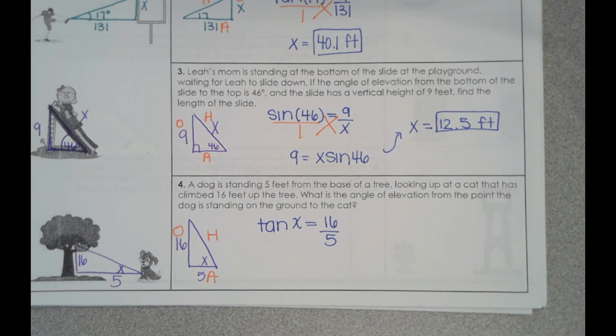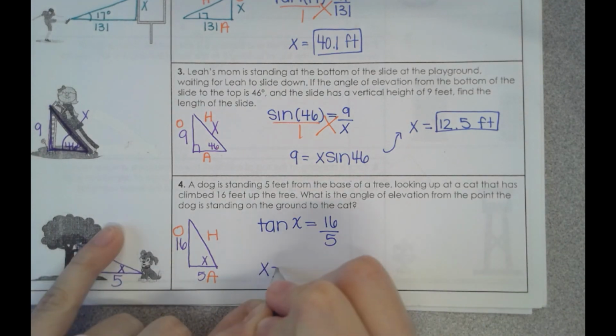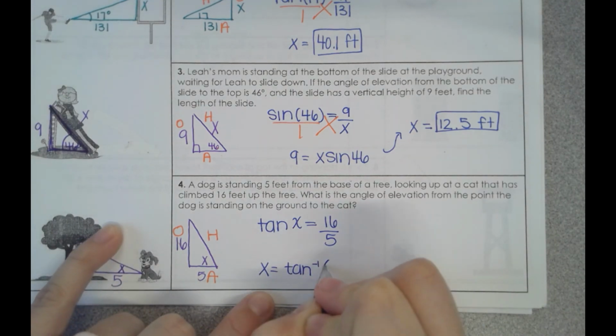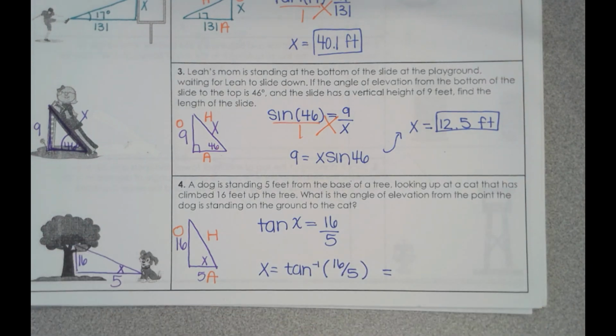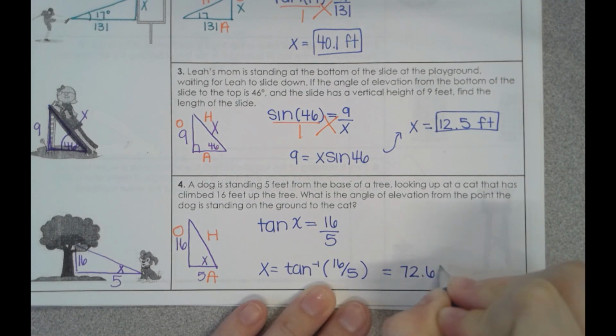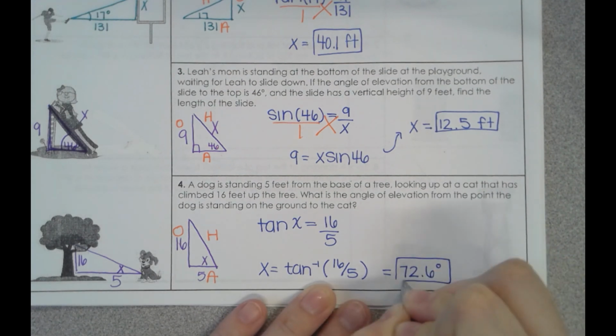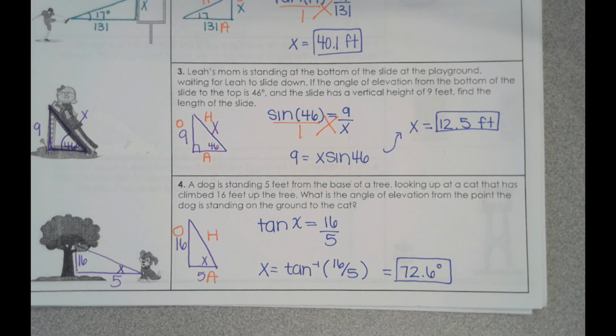And if you remember when we learned about the angles last week, to get X out, we have to do tangent inverse of 16 over 5. That's where you hit second tangent, and then you type 16 divided by 5. And you get 72.6 degrees. Any questions?